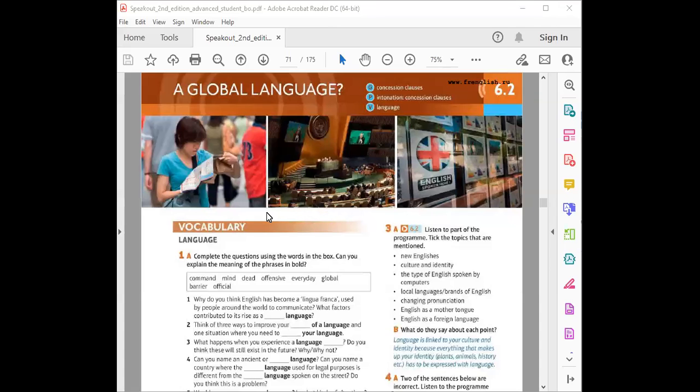Well, we have an interesting unit to tackle today. From its name, it's very interesting. And the title for this unit is A Global Language. What language do you think is the global language of nowadays? English, right? Without any hesitation. Why English in your opinion?